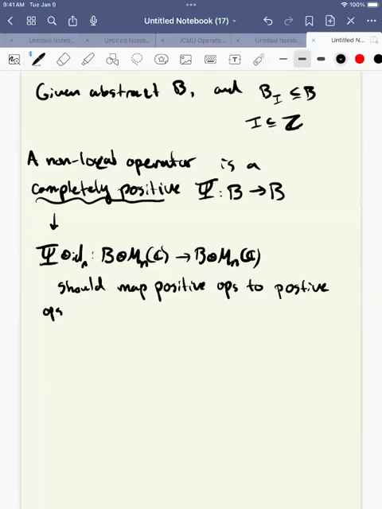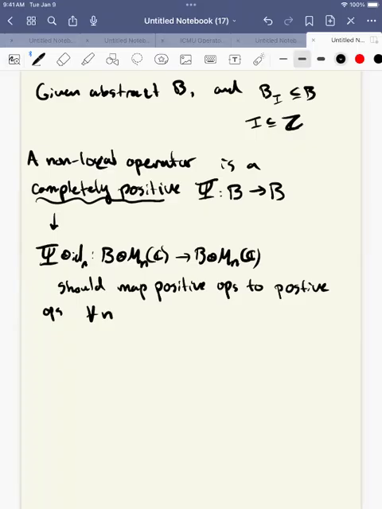So it should map positive to positive ops for all n. And that's what this completely positive is. If I removed this ancilla condition, I would just have a positive map from B to B. But because you want to always be able to tensor with ancilla and stuff, completely positive, it turns out, is kind of like the right notion of this generalized operator.